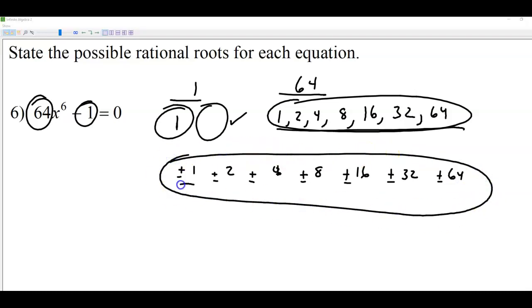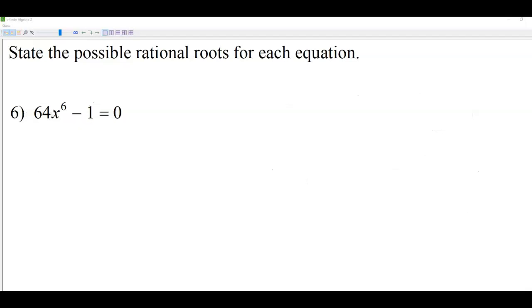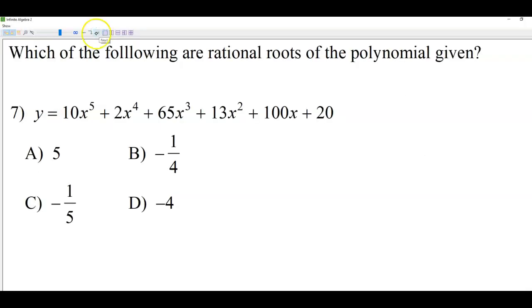So these are the possible roots. There are 2, 4, 6, 8, 10, 12, 14 possible roots. There's 14 possible places where this polynomial may be touching the x-axis. We're not sure if they're actual roots, but they are possible roots. And that brings us to our next question. How do you know if they're actually roots or not?